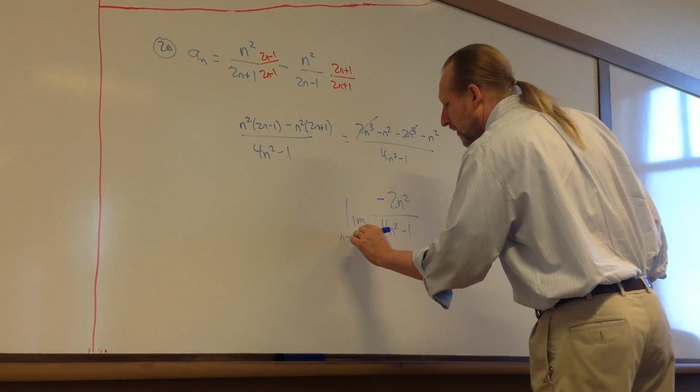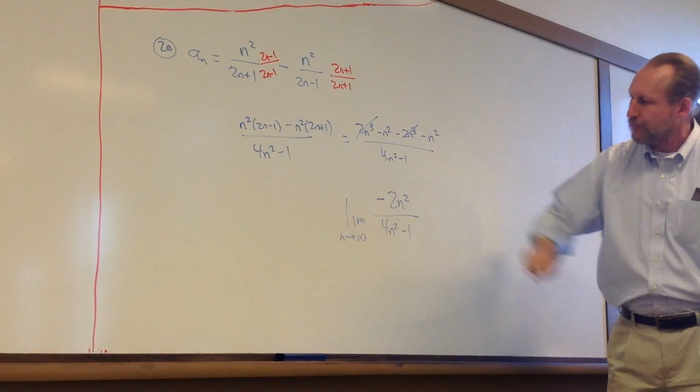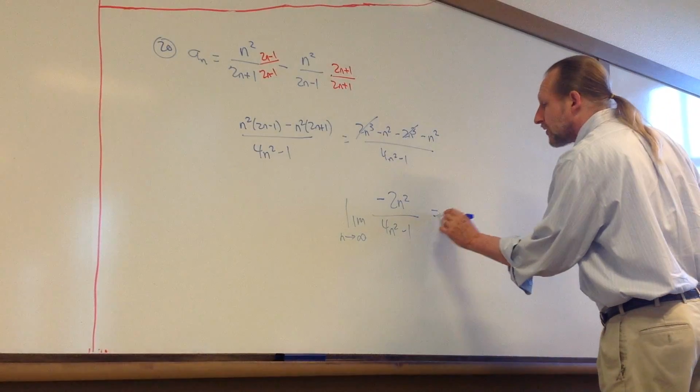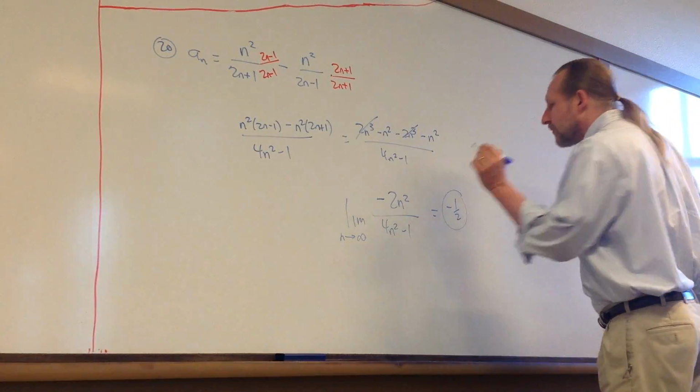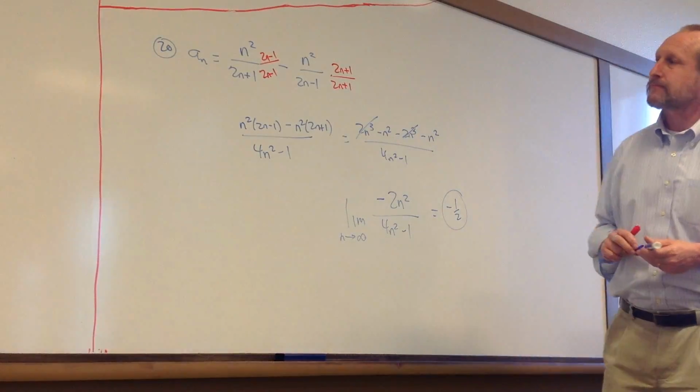So now if we want to take the limit as n goes to infinity here, notice the powers are the same, and so this limit should be the ratio of the coefficients. And this is a convergent sequence.